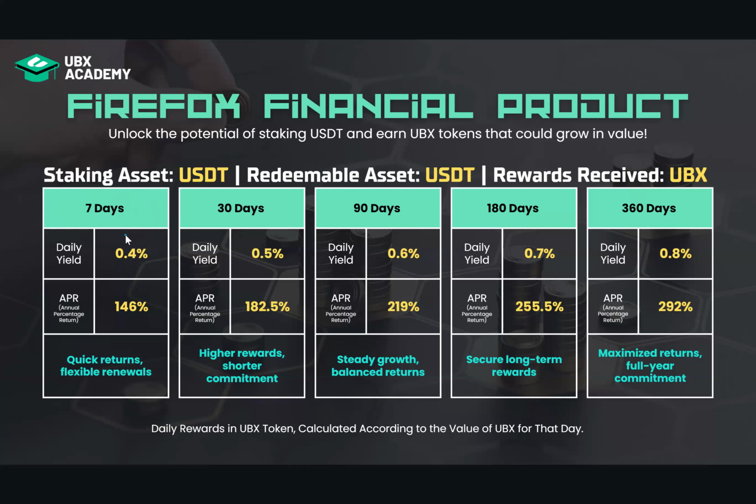If you are a new user, second scenario, you choose a 30 days staking contract. The 7 days will be cancelled. So once you start at 30 days, you're no longer able to participate in the 7 days contract. So that's only for the new user. Just take note of this.